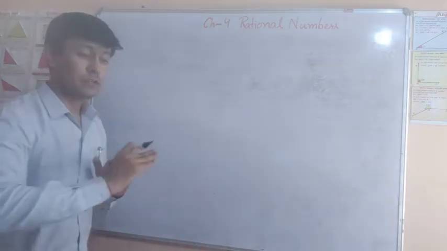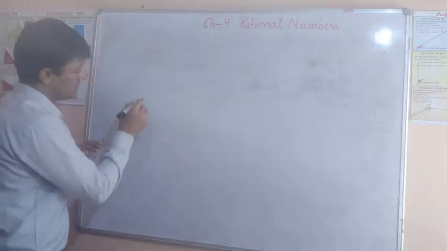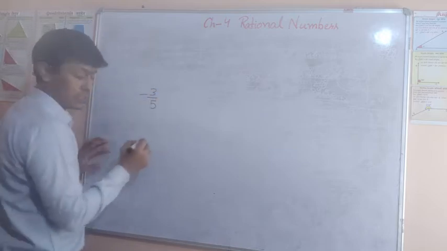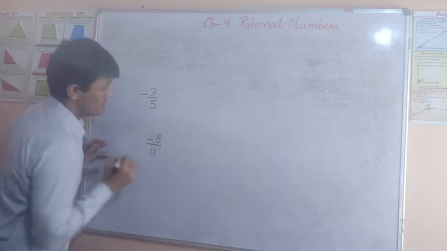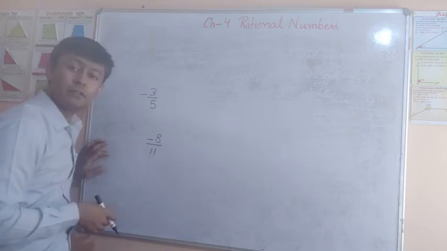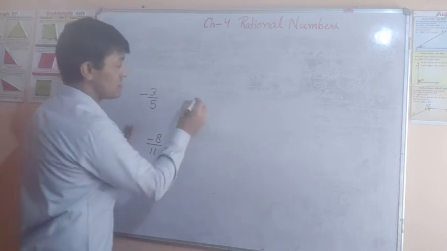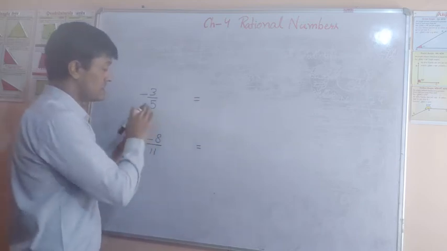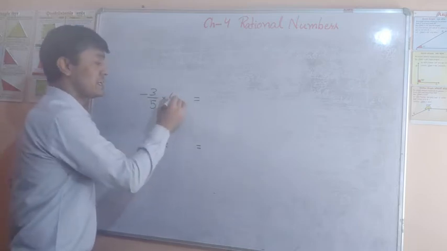Now how to convert a negative rational number into a positive one? Now see, I am writing down here some examples. -3/5, right? -8/11, or suppose I have written two negative rational numbers. You have to convert these negative rational numbers into positive. Whatever the answer is, you have to convert this one into positive. So what you have to do? You just have to multiply by -1.